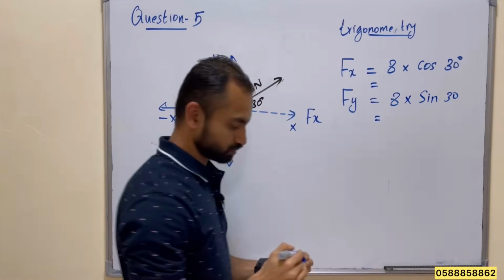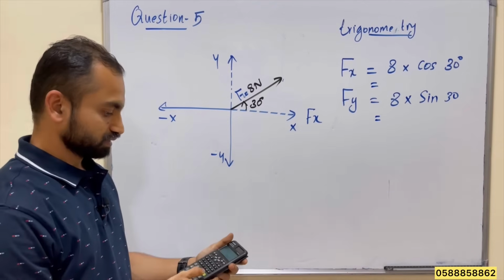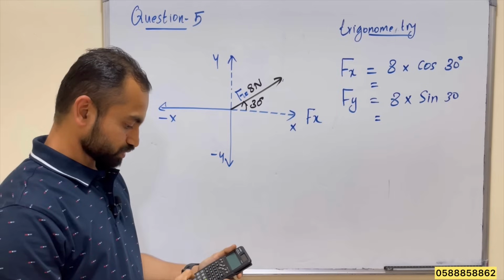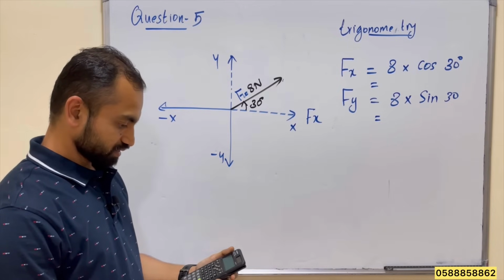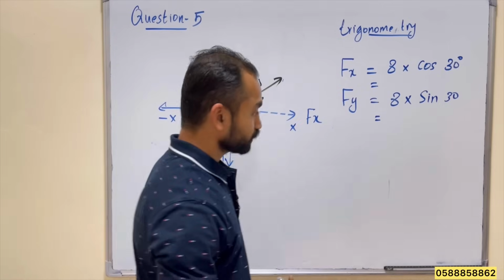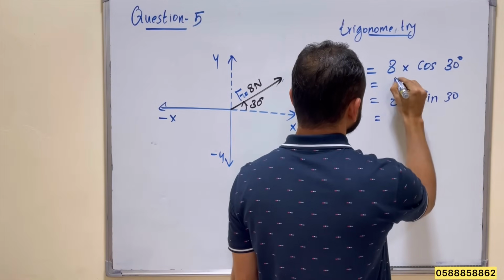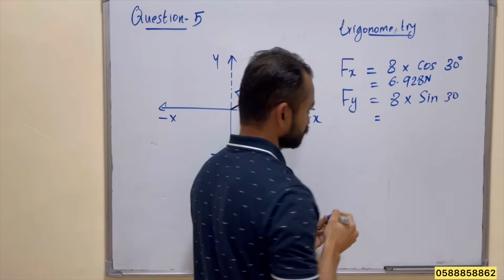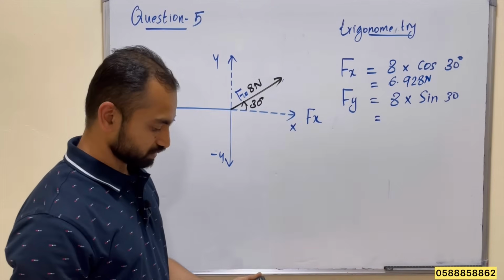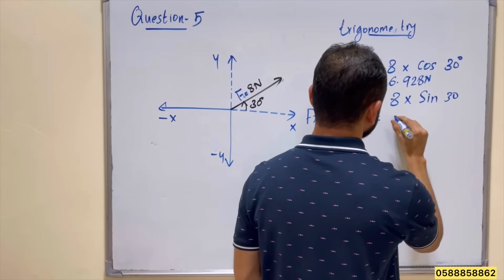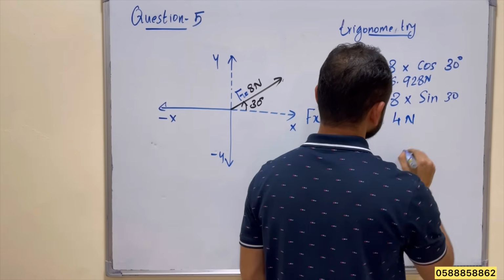Then use your calculator. 8 multiplied by cos 30 is equal to 6.928 Newton, and Fy, 8 multiplied by sin 30, is equal to 4 Newton, because sin 30 is equal to 1 by 2.